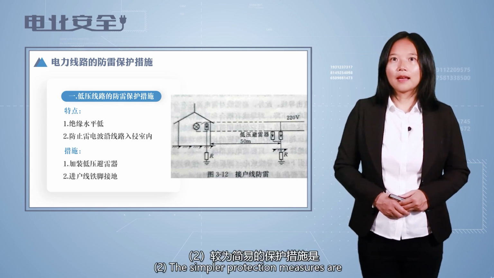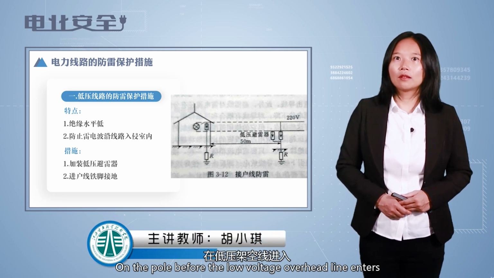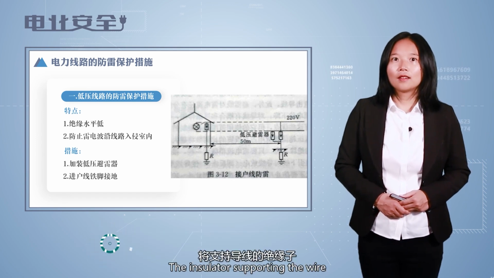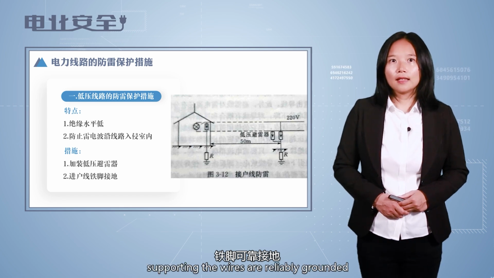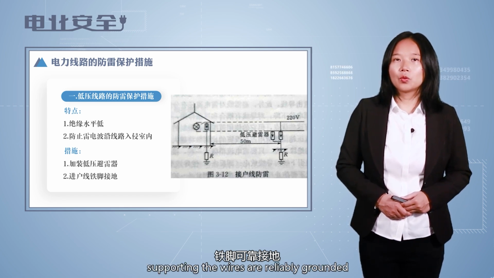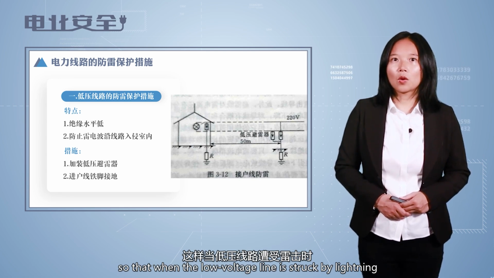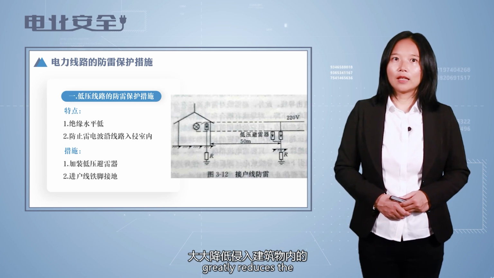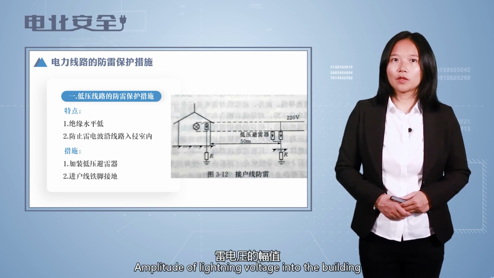The simpler protection measure is on the pole before the low voltage overhead line enters the building. The iron feet of the insulators supporting the wires are reliably grounded, so that when the low voltage line is struck by lightning, the insulator's iron foot can discharge, greatly reducing the amplitude of lightning voltage entering the building.